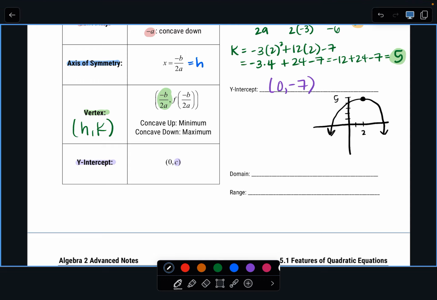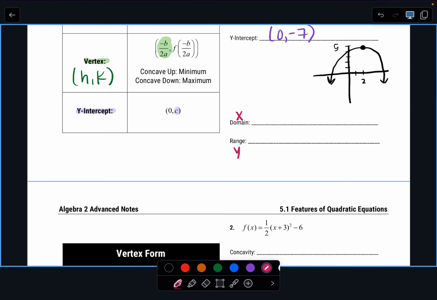I'm not going to look at your sketches and be like, oh, they didn't sketch this correctly, I'm going to take off points. As long as you know what the direction is, that's how we're going to find domain and range. Domain, again, reminding, is our x values. Range is going to be our y values. So domain for quadratics that are concave up or concave down is always -infinity to +infinity.